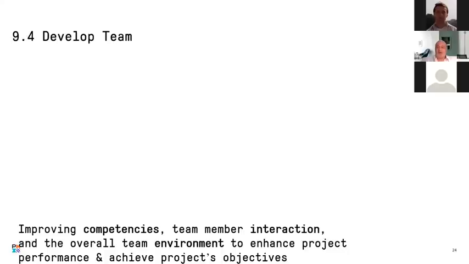So how are we going to improve our competencies for the team, how the team will interact together? This is a main factor, and we'll talk about it in the organizational theories: how the team members can really interact together in order to have the best experience overall, and how to enhance the performance of the team overall.